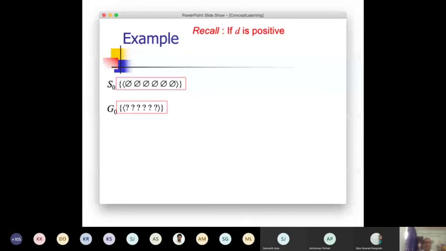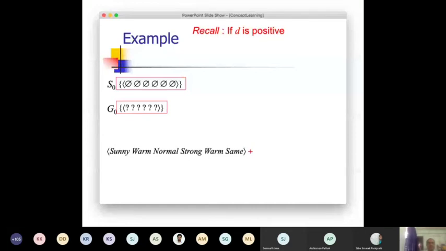Say this is the initial set of boundaries S and G. I told you that S naught is all null literals, so that is the most specific hypothesis, and the most general is all question marks. Now you get a training example. This is the first training example that you get, and it is a positive example. So what you should do in this case is make it maximally specific with respect to this, right?